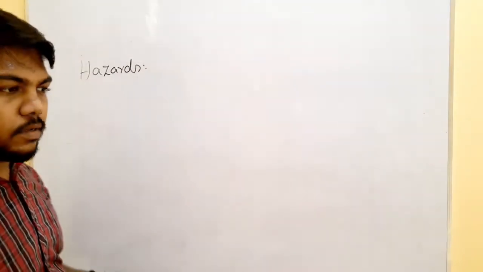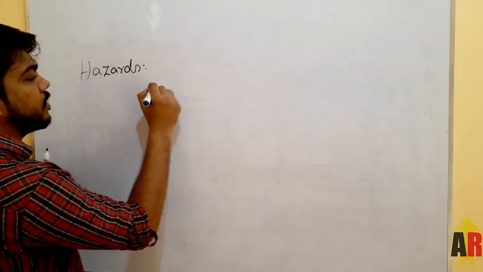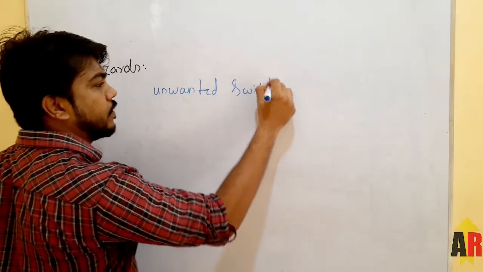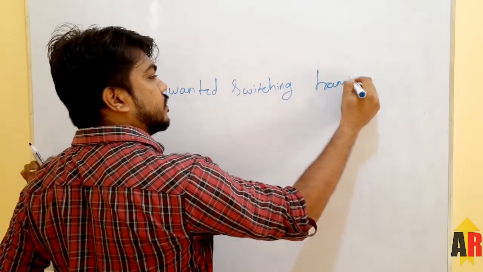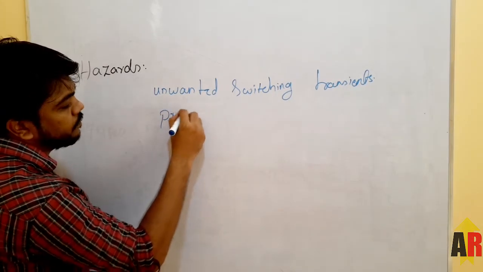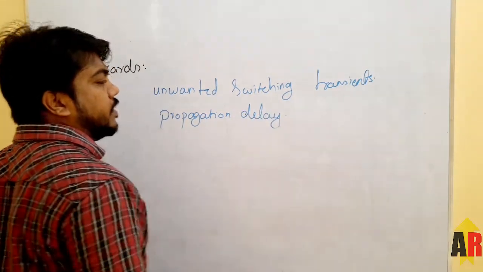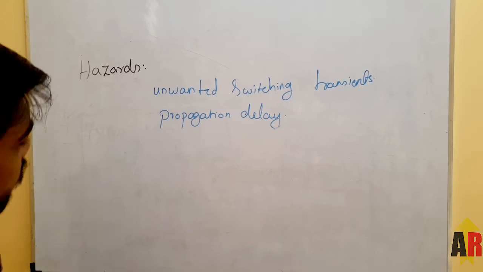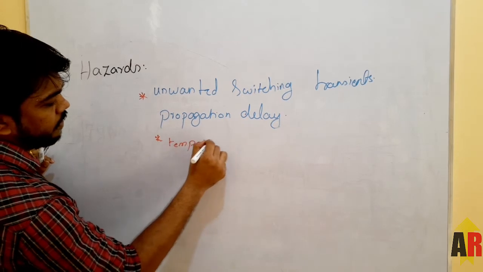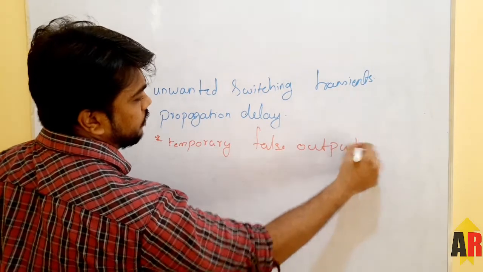So what is hazard? Something which is dangerous. Whenever we have circuits, we call this an unwanted switching transient due to the propagation delay of the given circuit. Or in short, you can also add a point like it is a temporary false output. Got it?